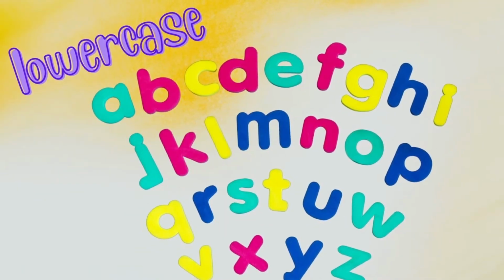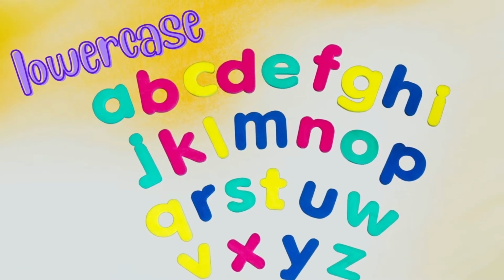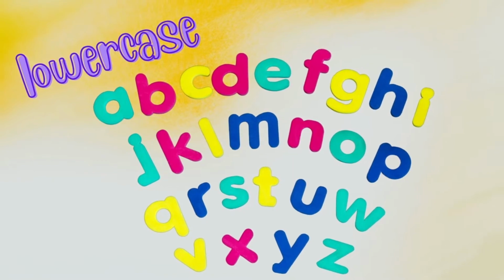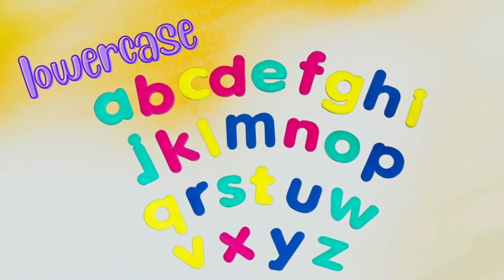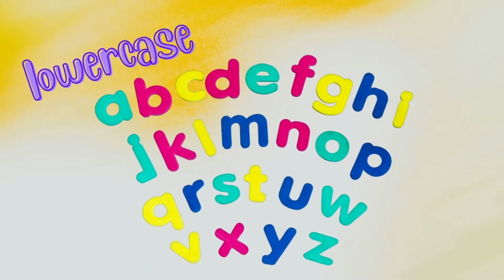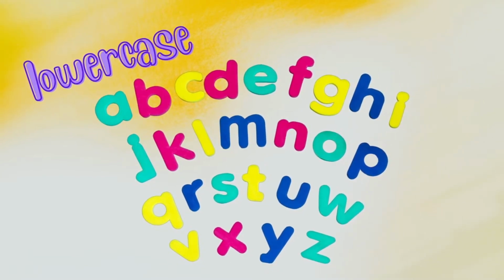These are lowercase letters. They are shorter and smaller than uppercase letters. Some letters look the same when they are uppercase and lowercase. For example, the letter W. Other letters look very different. For example, the letter A.